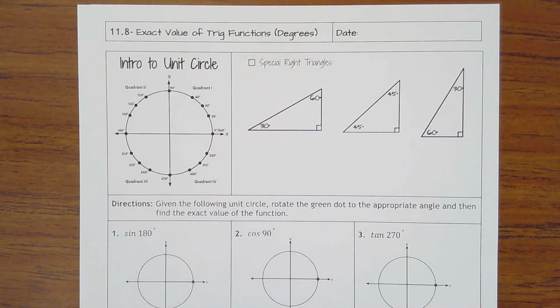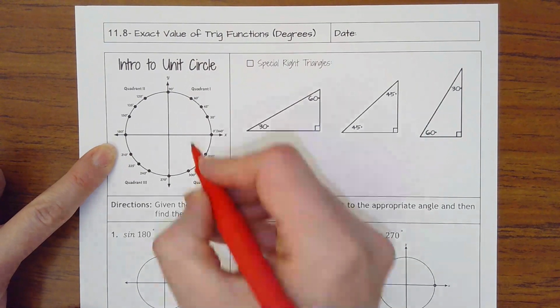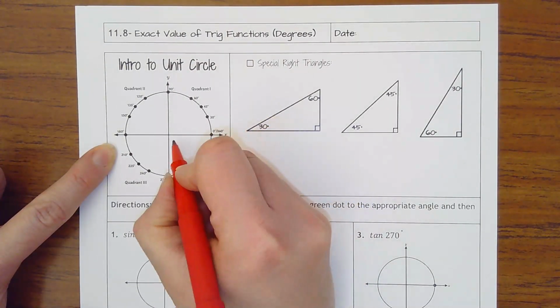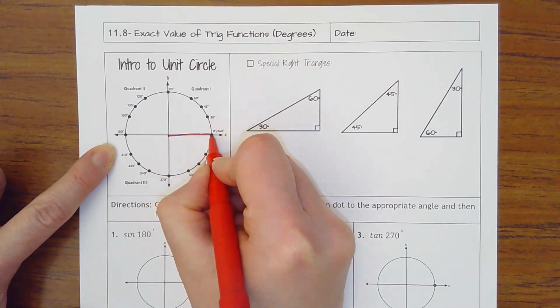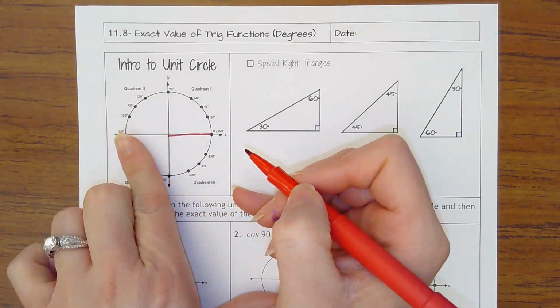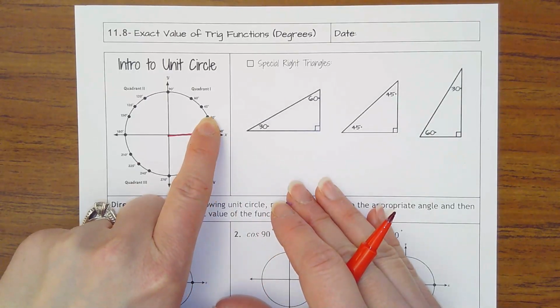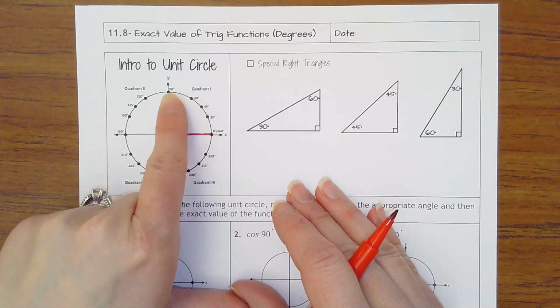Lesson 11.8 is exact value of trig functions in degrees. So this is the unit circle. What the unit circle does is we've got our 0 degrees here. Remember, our initial ray is always on the x-axis, and then another ray is opening up and going counterclockwise around. And it separates into a 30 degree, then we have a 45, a 60, and then a 90.